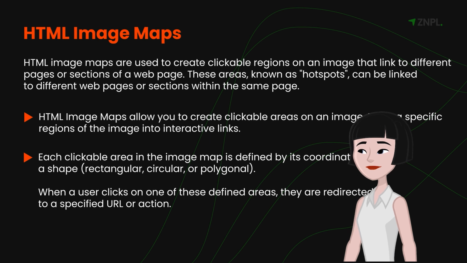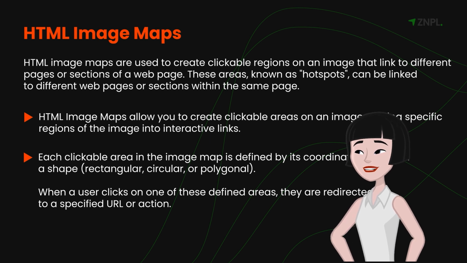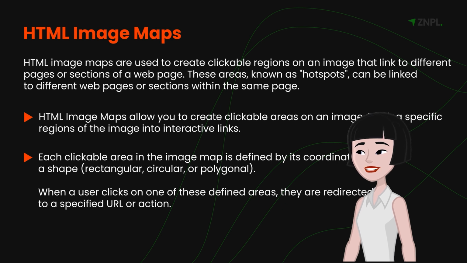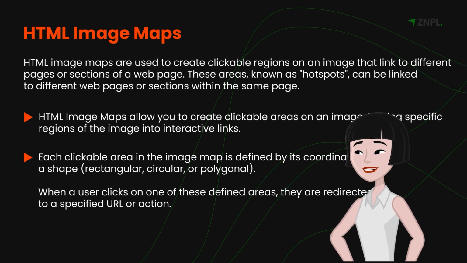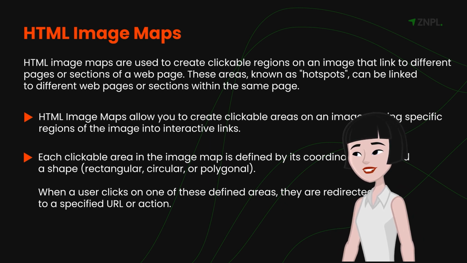interactive links. Each clickable area in the image map is defined by its coordinates, x, y, and a shape: rectangular, circular, or polygonal. When a user clicks on one of these defined areas, they are redirected to a specified URL or action.